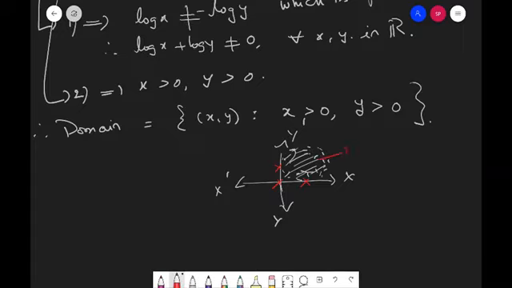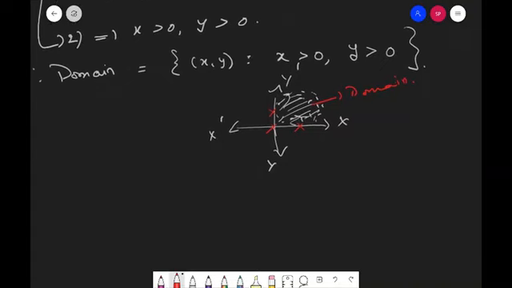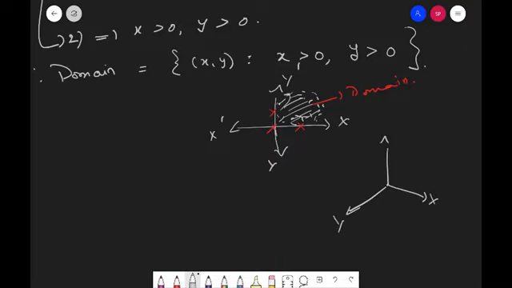So this is the domain for the function. The same thing you can view in 3 dimensions. I can say in 3D, this is the xy plane, where this is the negative x-axis and the negative y-axis. Then where are both positive? Both x and y are positive, and it goes on infinitely. This will be the domain.